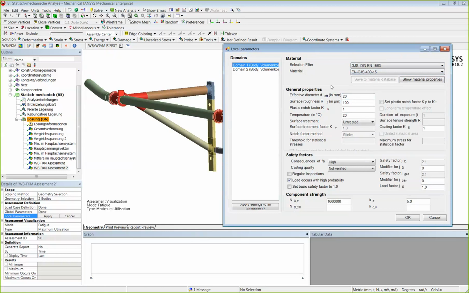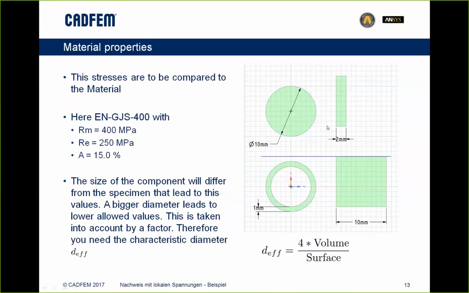Good. Then there are some questions we have to answer for our simulation. One is the effective diameter. The effective diameter is more or less a characteristic length. It's more like the hydrodynamic diameter we know from fluid calculations. It doesn't necessarily have to be a diameter. Why is it in there? To get the size effect.